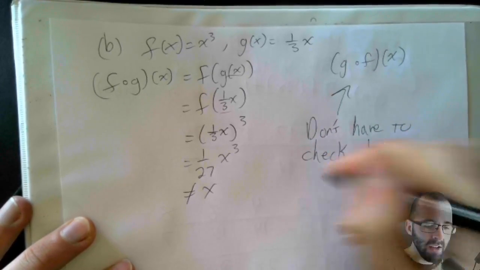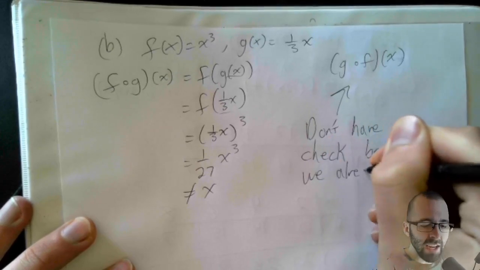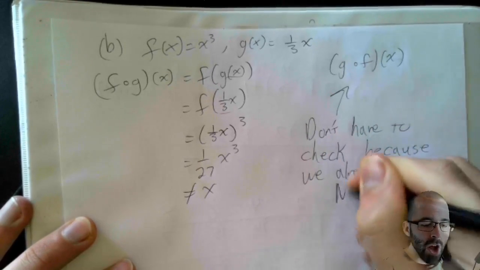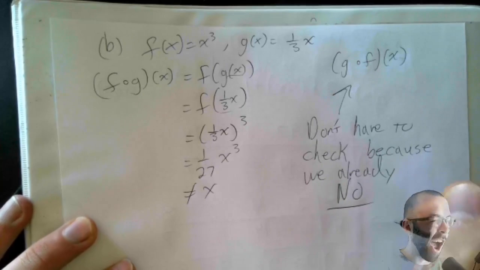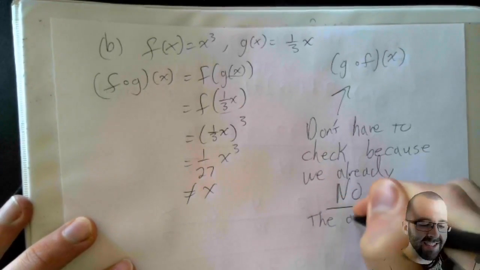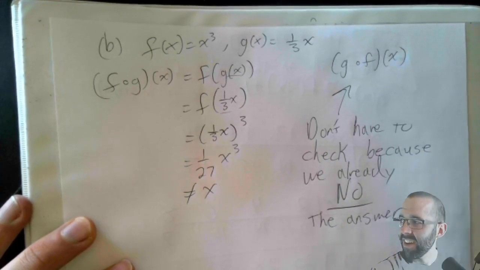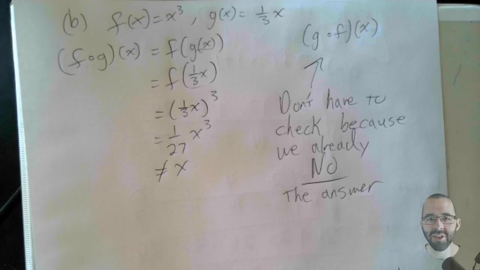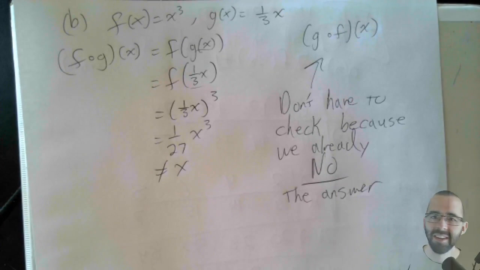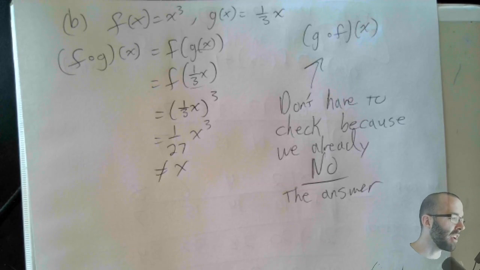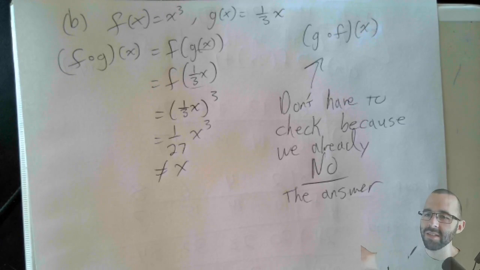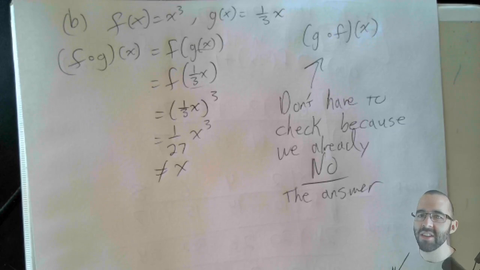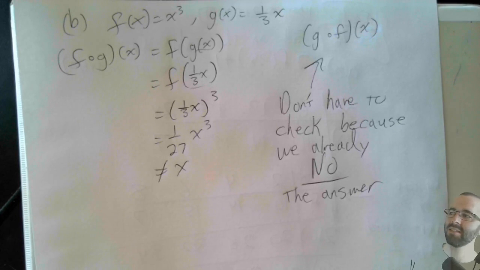Because we already know the answer. Okay? So we already showed that they're not inverse functions. We don't need to show it again. Right? It's like to prove something, you have to prove it always. But to disprove something, you only have to disprove it once. That kind of a deal.